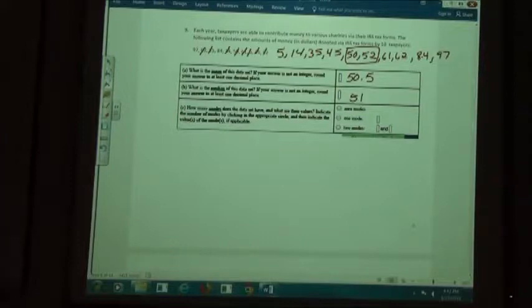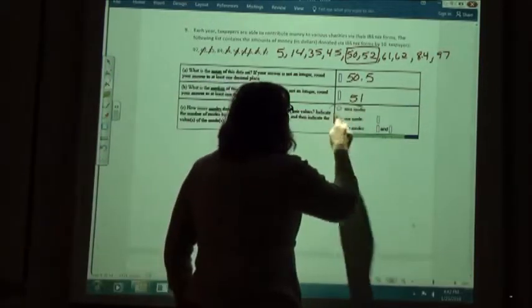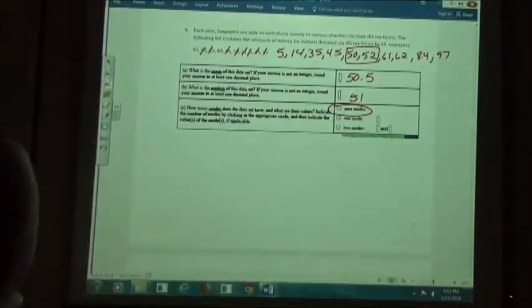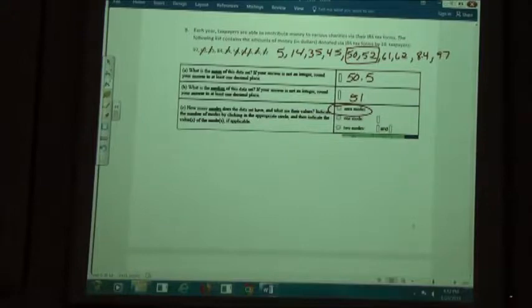And for my mode, what number occurs the most? None of them, so it has no mode, right? They all occur once. 0 modes is what I'm going to say we have. Or no mode, some books say.